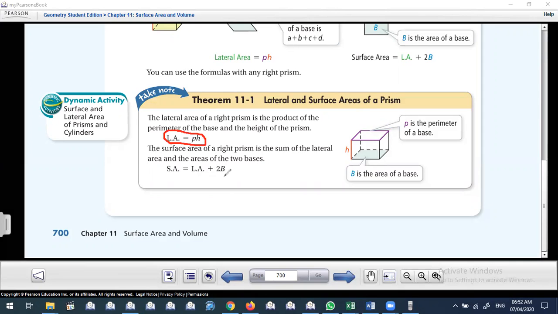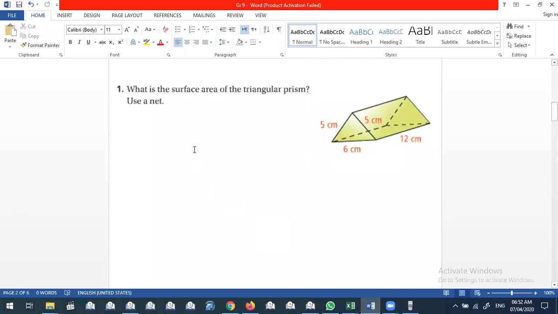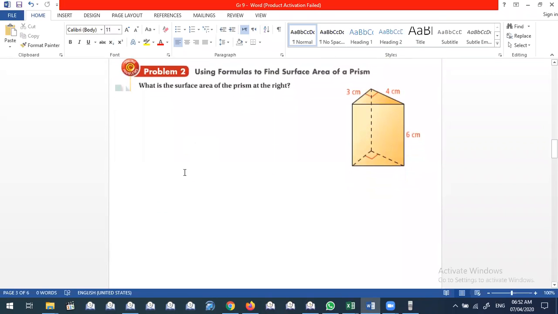Let's solve an exercise for that. The first one here: what is the surface area of the prism at the right? I'm going to use the formula. First we need to find the lateral area, which is pH. P means perimeter of base times height. It's 4 steps.